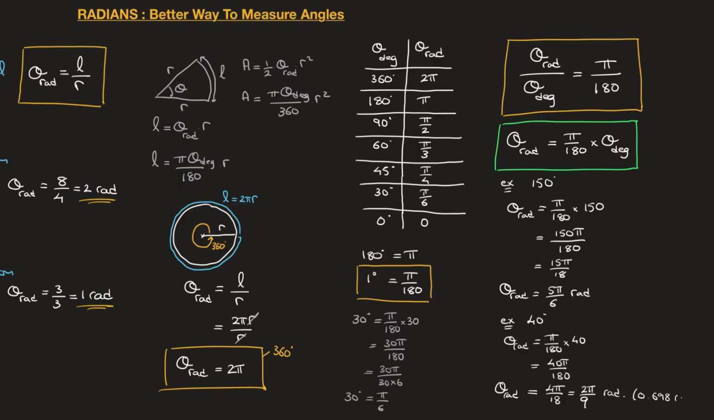0.698 radians. Alright, so thanks to this, we now know how to convert any angle in degrees into its equivalent angle in radians. But what about if we have an angle in radians that we need to convert into degrees? Well, let's do that right now.